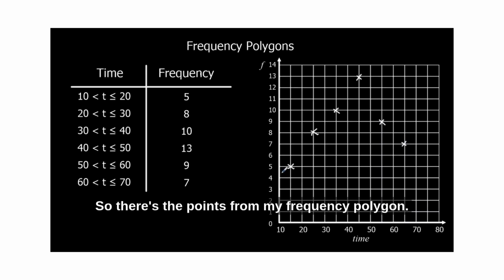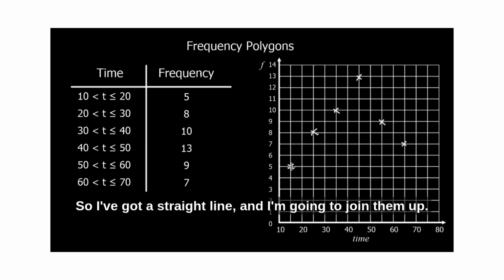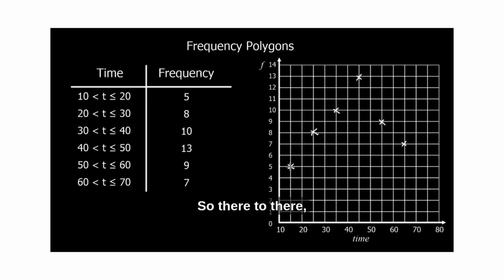So there's the points from my frequency polygon, and now all I've got to do is join them up. So I've got a straight line and I'm going to join them up. So there to there, there to there, just joining all the x's together, and that is all we have to do.